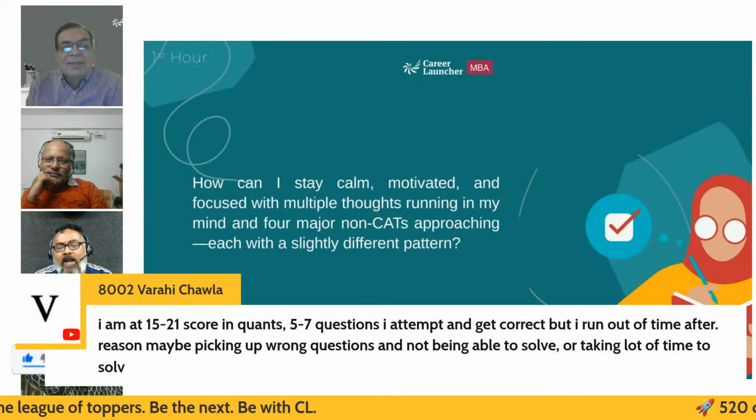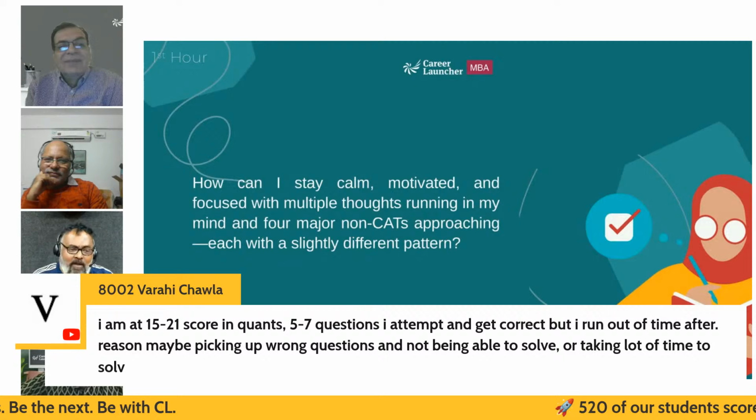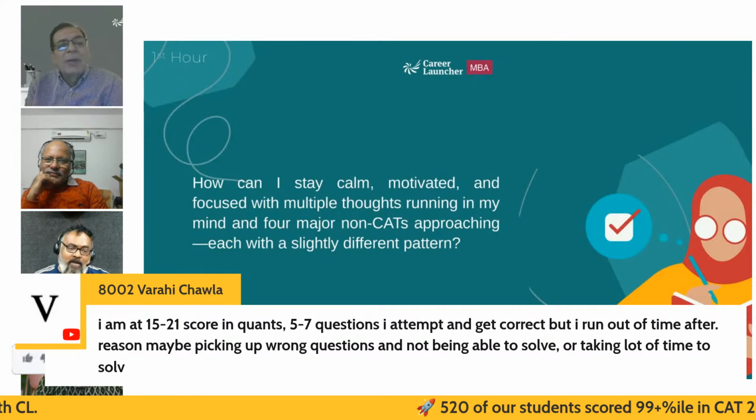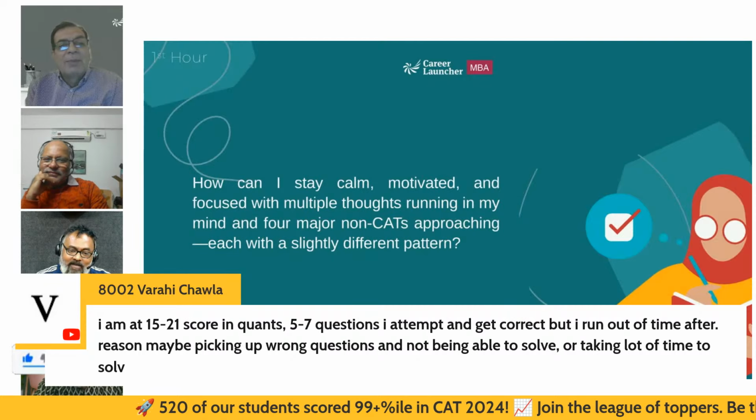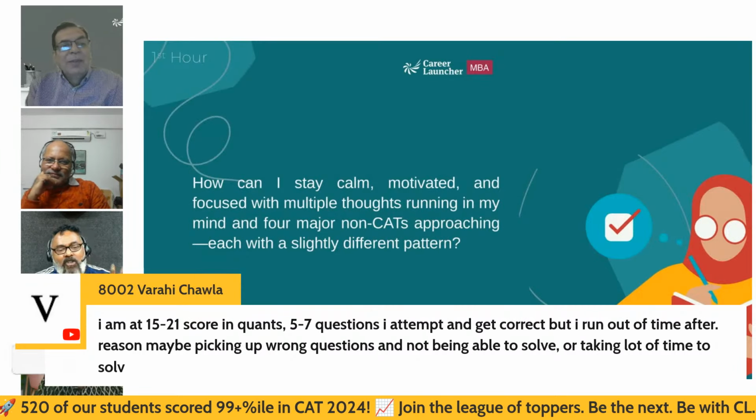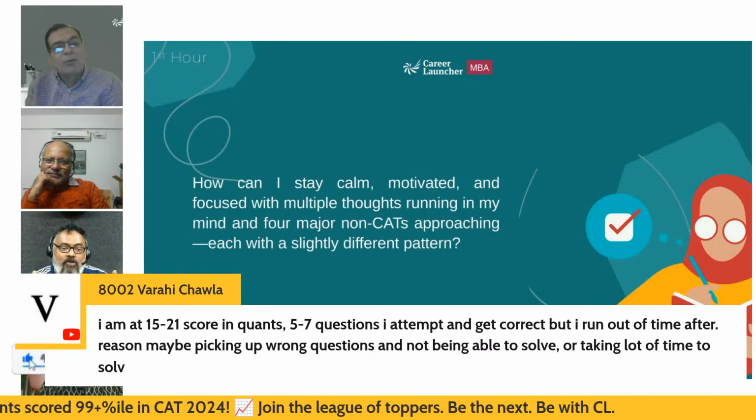I attempt 5 to 6 questions and I run out of time. You don't run out of time. Why are you blaming time? Because he's also given the reason after that: possibly because of long questions, picking up questions and not being able to solve them. So he's running himself out of time.